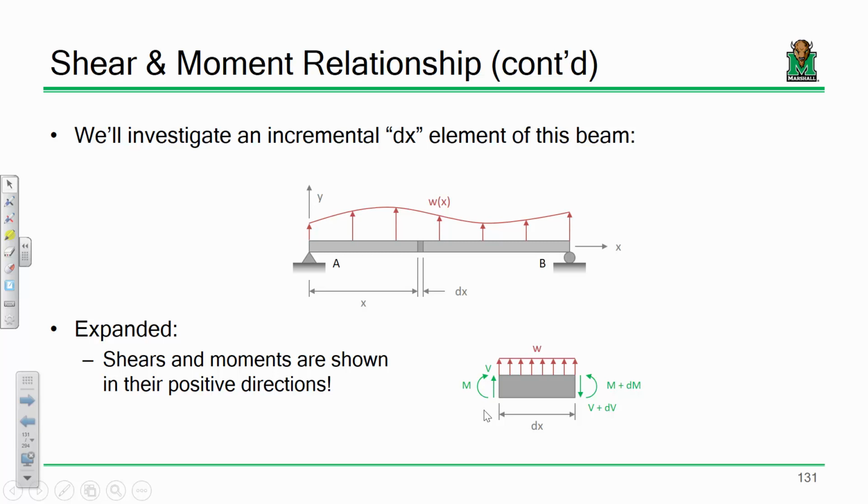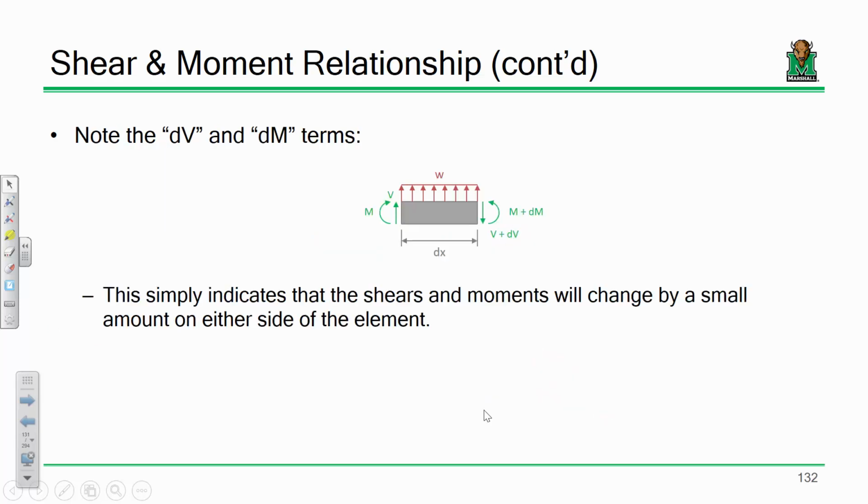Now, what I'm interested in really when I do this is not so much the shear or the moment, but how much the shear and moment changes from one side of the element to the other. See, I propose that I've got some shear on this side of the element, but on this side of the element, it changes. So if I've got V over here, I'm saying V plus some incremental change in shear. And that's really what I'm trying to determine: what are those changes in shears and changes in moments.